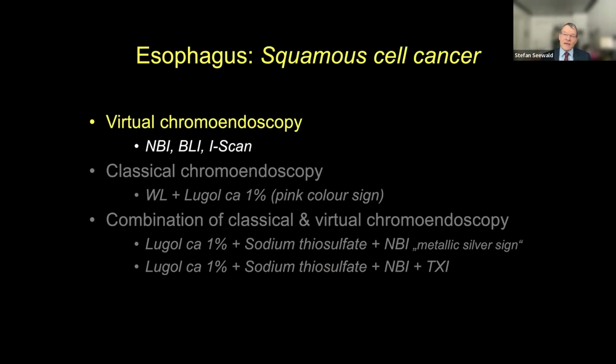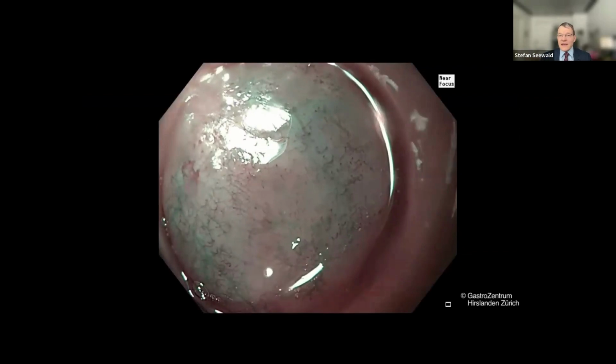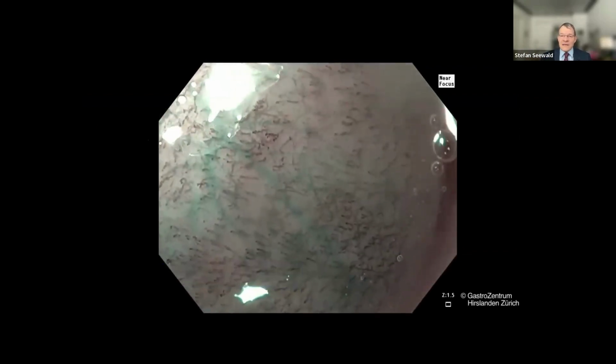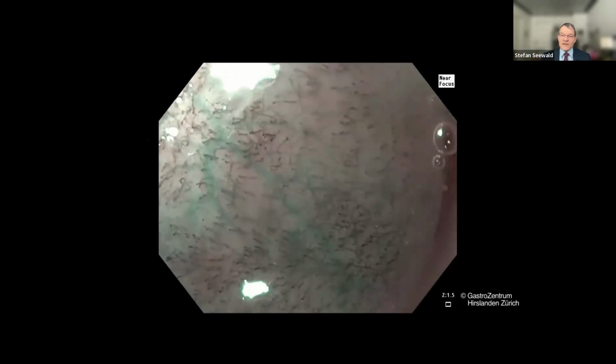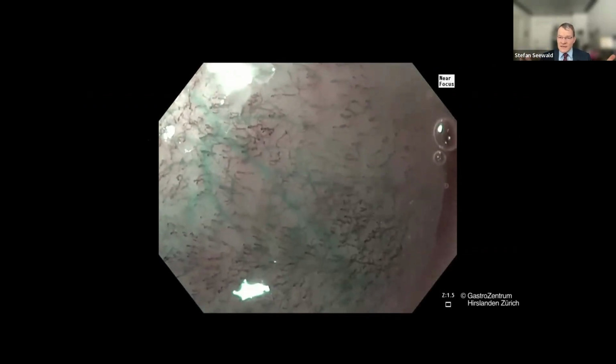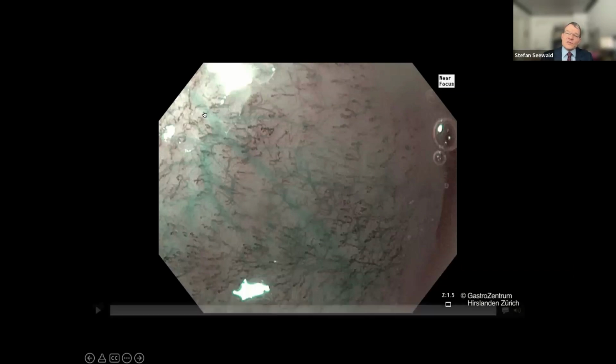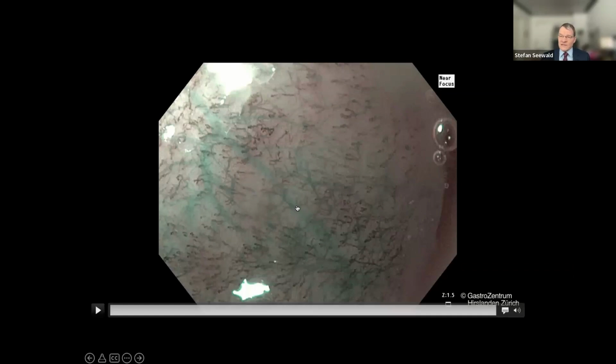And nowadays, everywhere, we have virtual chromoendoscopy available. We have NBI, BLI, iScan, and we can nicely visualize these vessels in the mucosa and submucosa, as you can see here. So you only need a cap, you need to switch to NBI, and then you need magnification. And here you can nicely appreciate these intrapapillary capillary loops. And you also see nicely in the submucosa these larger vessels.